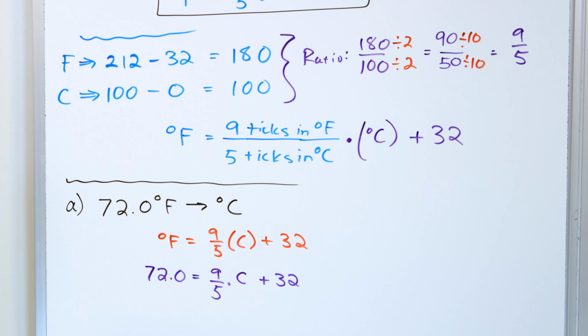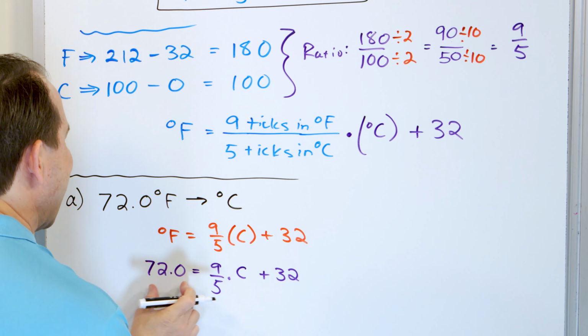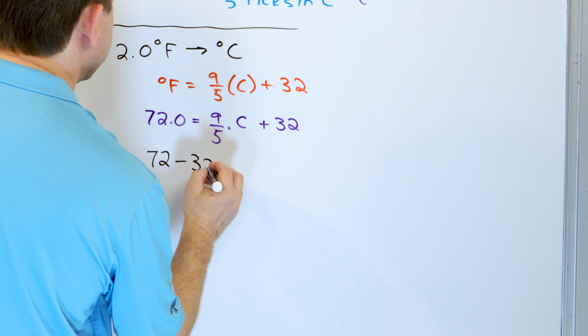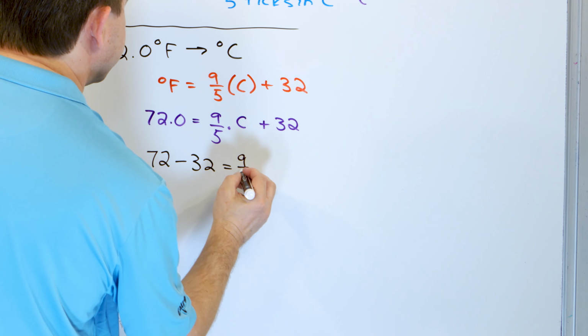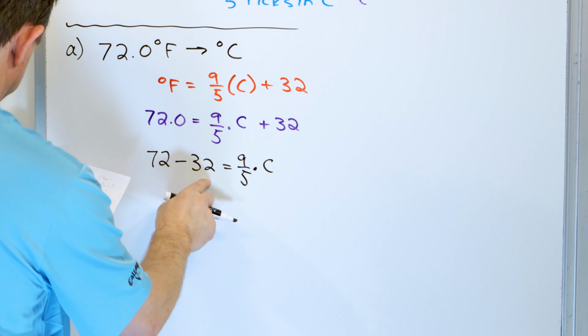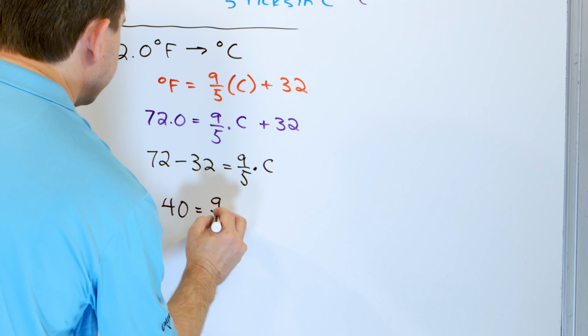The first thing we need to do is get rid of the 32 over here. What we'll do is subtract 32 from both sides. We'll have 72, and then minus 32, and that's going to give us 9/5 times C. Now, when we take 72 minus 32, we get 40. So we have 40 is equal to 9/5 times C.